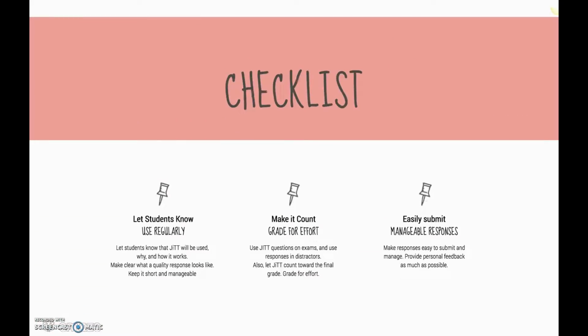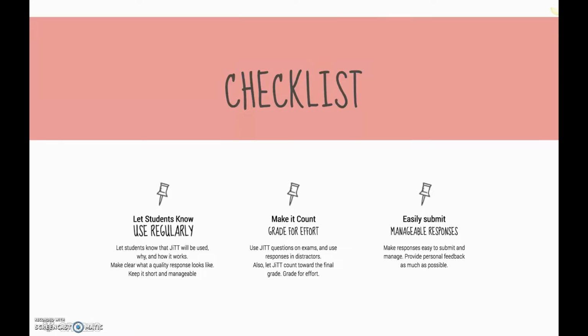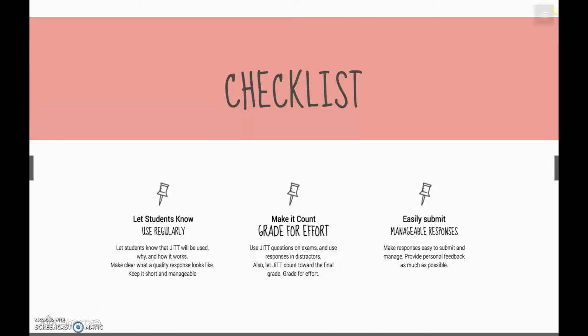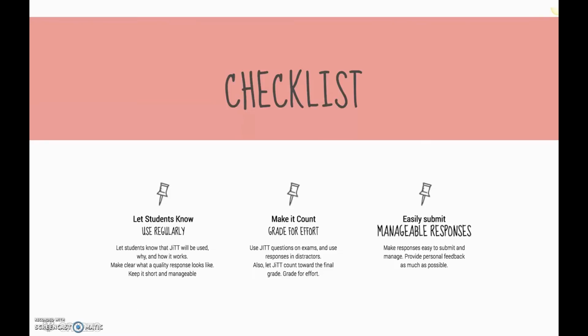So here's your checklist of recommendations to make the just-in-time instruction effective. Let students know that just-in-time will be used regularly, how it works, and make clear what a quality response looks like. Keep it short and manageable. Use just-in-time questions on exams and use responses in distractors. Also let just-in-time instruction count toward the final grade for effort. Make responses easy to submit and manage. Provide personal feedback as much as possible.